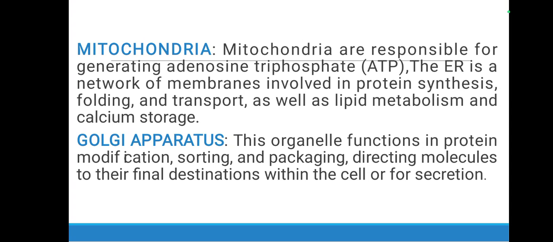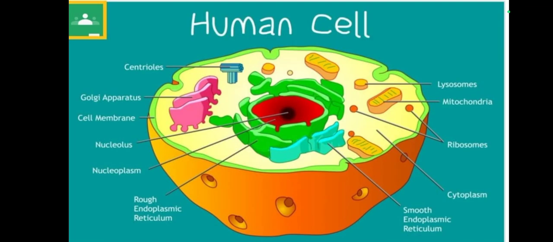The next organelle is the mitochondria. The mitochondria is the powerhouse of the cell and is responsible for generating ATP. ATP is adenosine triphosphate, and there is a network of membranes involved during protein synthesis. It helps in transporting, as well as lipid metabolism occurs in the mitochondria. The calcium storage also takes place in the mitochondria.